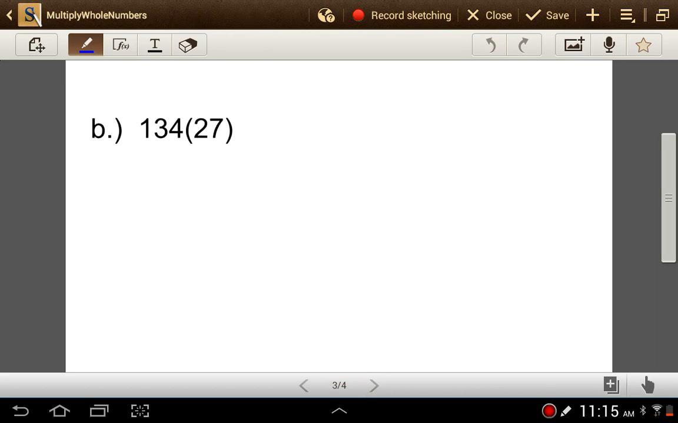Okay, B. So I'm still multiplying whole numbers here, and here's B. Now what I want you to see here, guys, is there's another form of multiplication. These parentheses mean multiplication. So you need to understand that when you see parentheses around numbers and there's no other operation between them, that means multiplication. So I'm going to multiply these. I do 134 times 27.